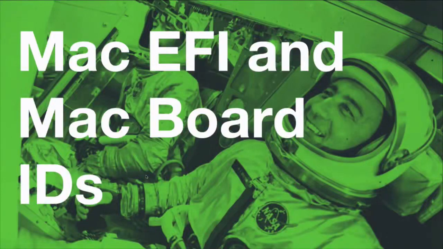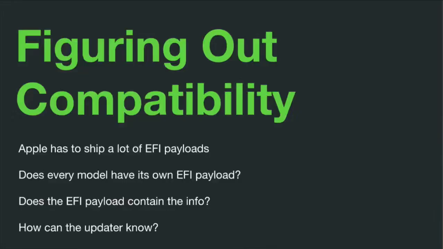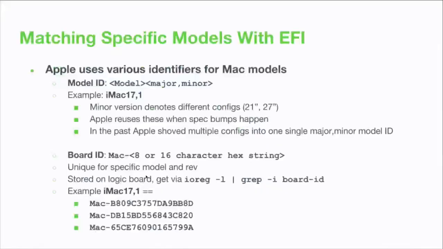So how does that updater actually figure out what to install? I said there's a number of files, firmware payloads that ship. How does the updater figure out how that works? They have to ship a lot of these payloads. Does every model have its own file? How does this work? Does somehow the EFI payload contain this info, and how does the updater know?